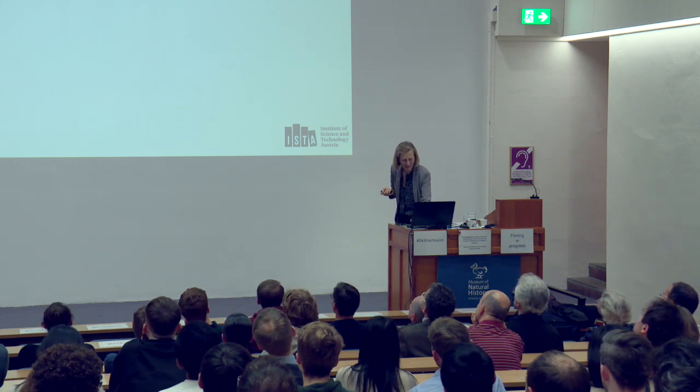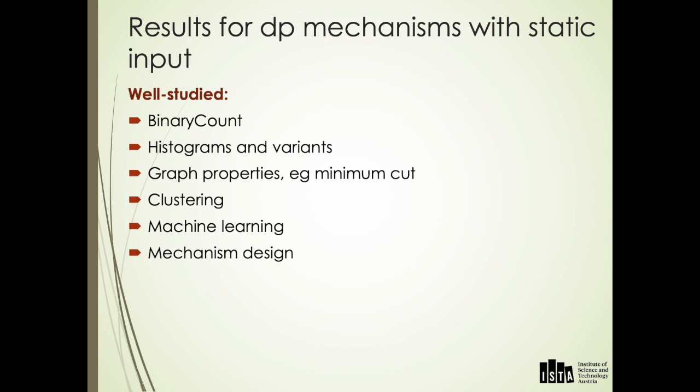Now, there has been a lot of research. Let me stop complaining. There has actually been a lot of research in differential privacy on a bunch of problems. I will only talk about the simplest, which is the binary count in this talk. But there are also lots of other graph properties, clustering. Machine learning is, of course, a very hot topic. Differentially private machine learning, and also mechanism design. So this is in auctions, for example.